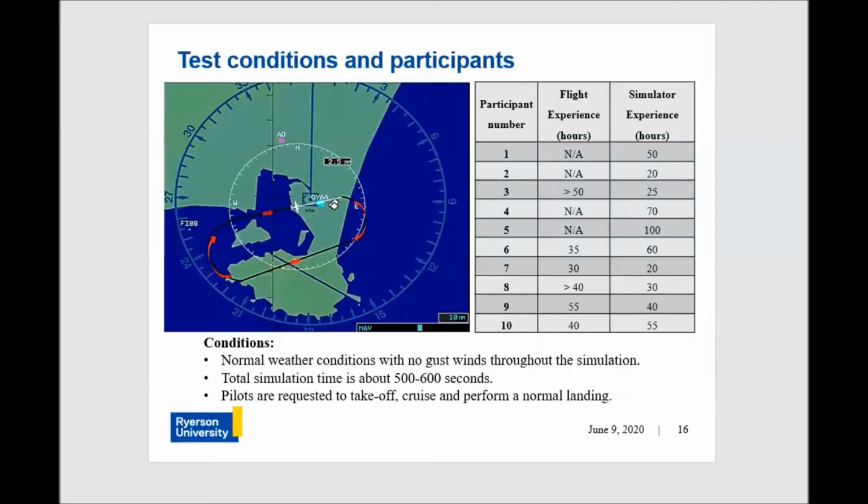Prior to beginning the flight test, Ryerson Ethics Board approval was obtained since this research involved human flight testing, and a total of 10 participants were invited, and most of them were general aviation pilots with PPL licenses, and the other participants were simulator pilots with considerable simulator experience. All the participants were encouraged to follow the requested flight path, and the total simulation time lasted about 500 to 600 seconds. And they were asked to simulate a normal takeoff, cruise, and perform a normal landing. And there were no gust winds, and normal weather conditions prevailed throughout the flight simulation.